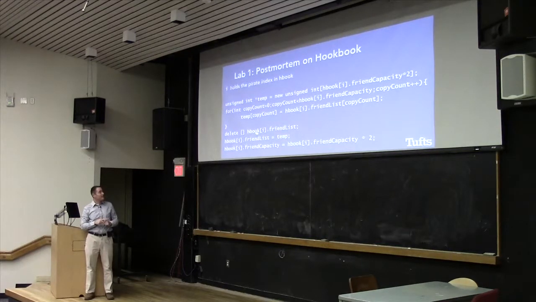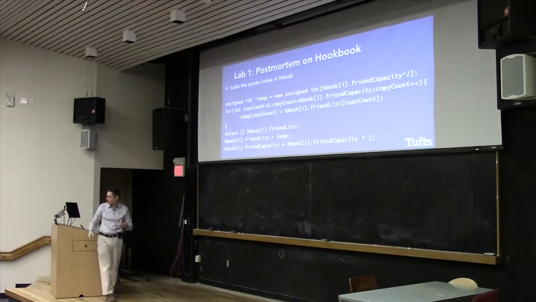Then I go ahead and I delete the friend list. You should have this bracket here to say delete the whole array. And this does not delete the variable friend list. It deletes what it's pointing to. That's the way delete works.